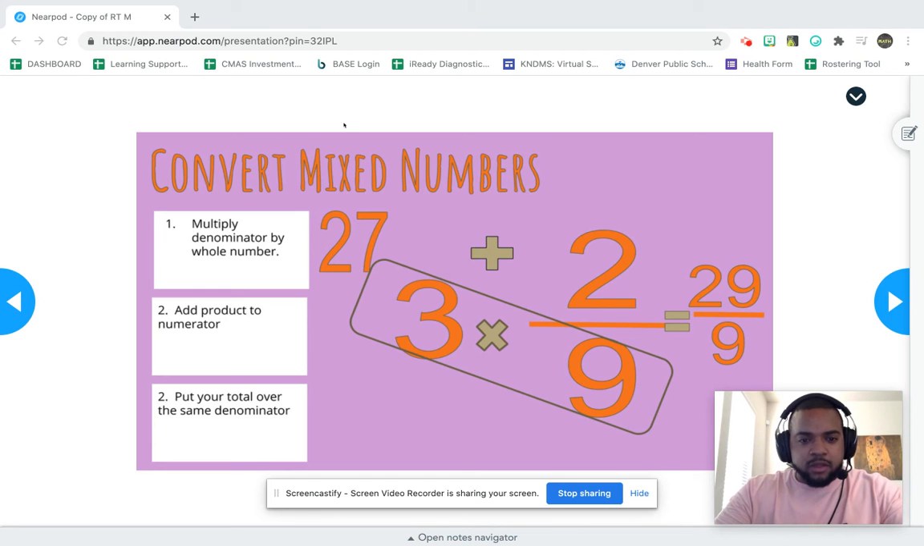All right, so that's great. So let's remember our process for converting mixed numbers to improper fractions. You just did the work, so we're going to go over that right now.